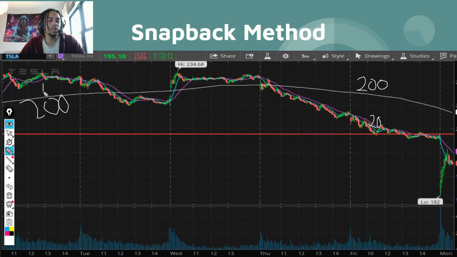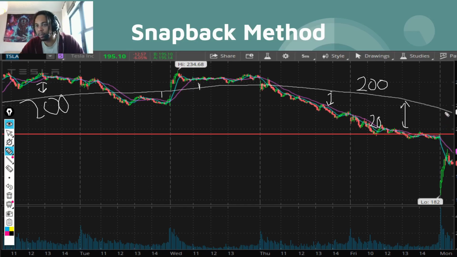Look at the distance between the 200 and the 20. It's pretty fair here. It's pretty fair here. Now here, it's starting to get extended, right? Here on Friday, it got even more extended. So this is a clear play.